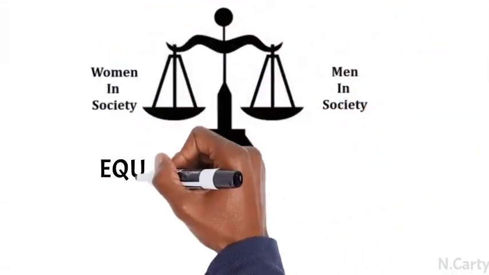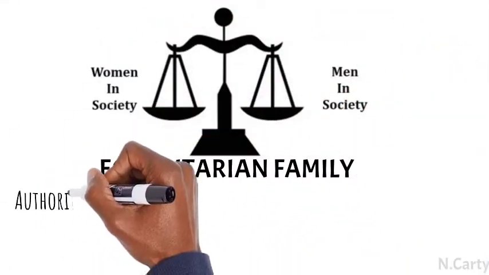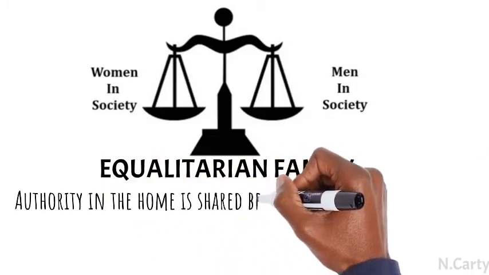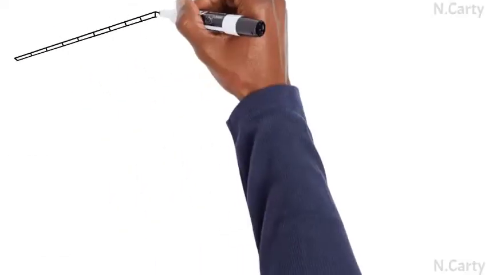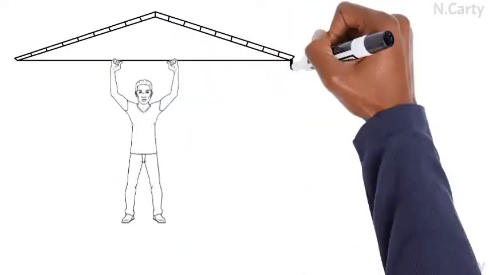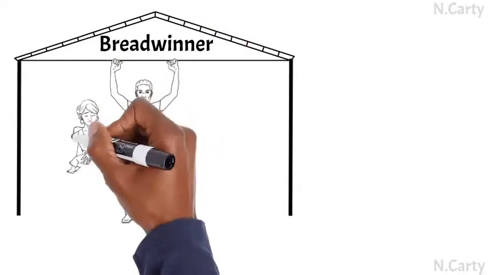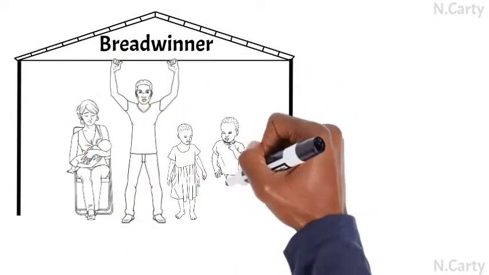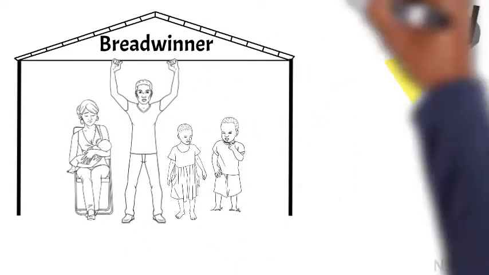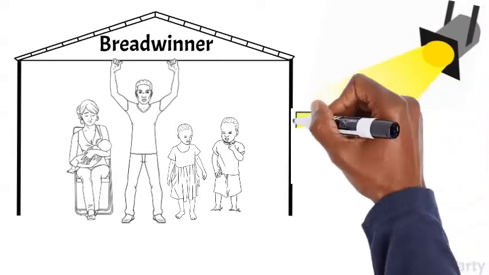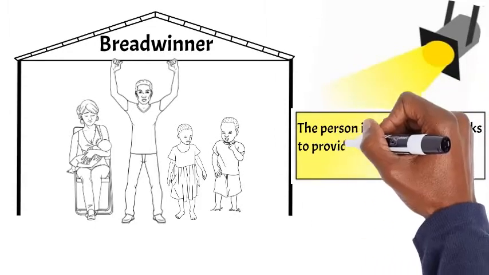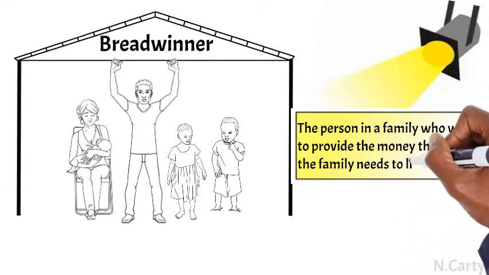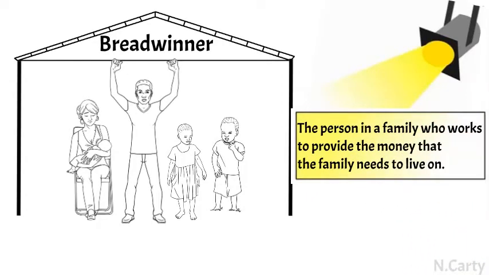Equalitarian family. It is a family arrangement in which authority is shared between the mother and the father. Who is a breadwinner? Oftentimes in contemporary times, as well as in traditional times, the man is seen as a breadwinner. A breadwinner is the person or the member of the family who provides financial support for the family.